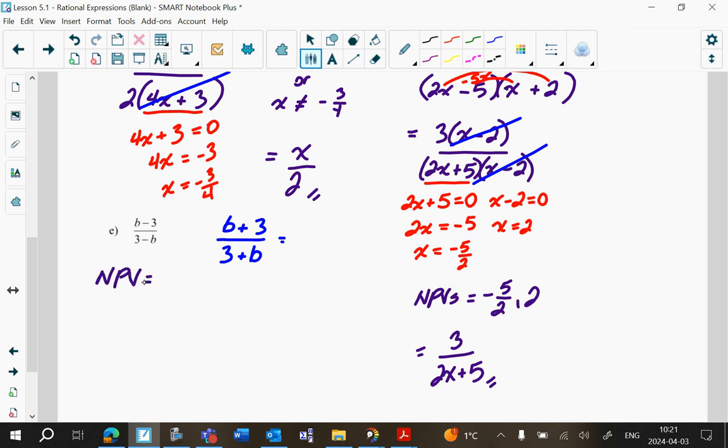What if I gave you a slightly different one with addition instead of subtraction? What do you think b plus 3 over 3 plus b would be? Nothing? 0? How'd you get 0? Are they the same thing? Really? Write the bottom the other way around. No, it wouldn't. It's plus. B plus 3 and 3 plus b are the exact same thing. They're just written in a different order.